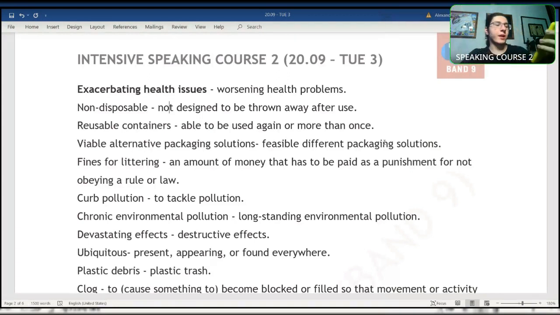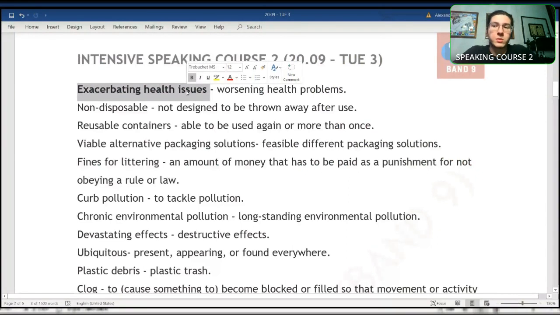Exacerbating. The key syllable is za, so it's exacerbating. Kind of a difficult word, but it's a very, very good word. It'll give you a lot of points for your lexical resource score. So exacerbating means to make something worse. So exacerbating health issues are health problems that are becoming worse. But you can also use this to talk about environmental problems, exacerbating environmental problems. And in general, the word exacerbating is great when you talk about something becoming worse.